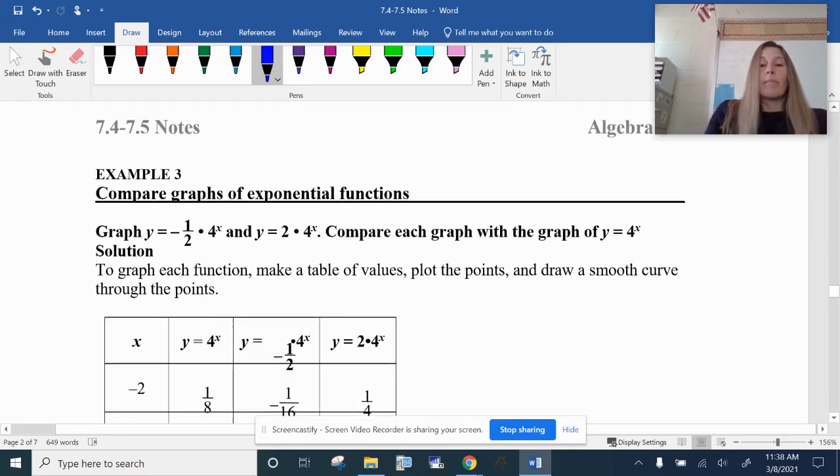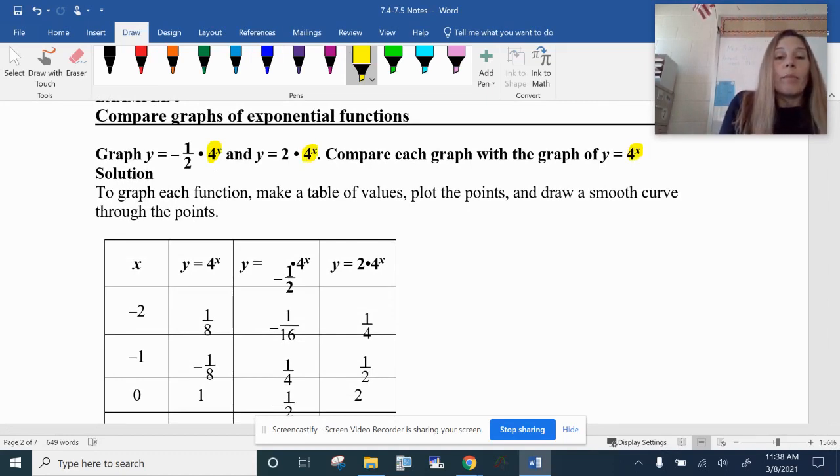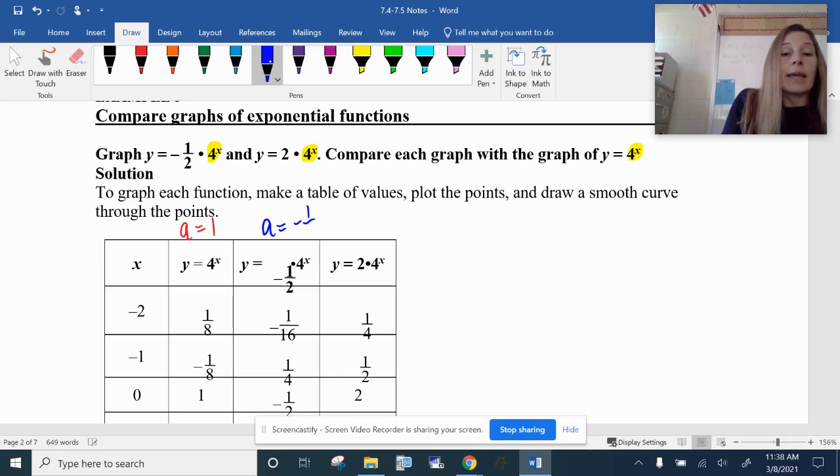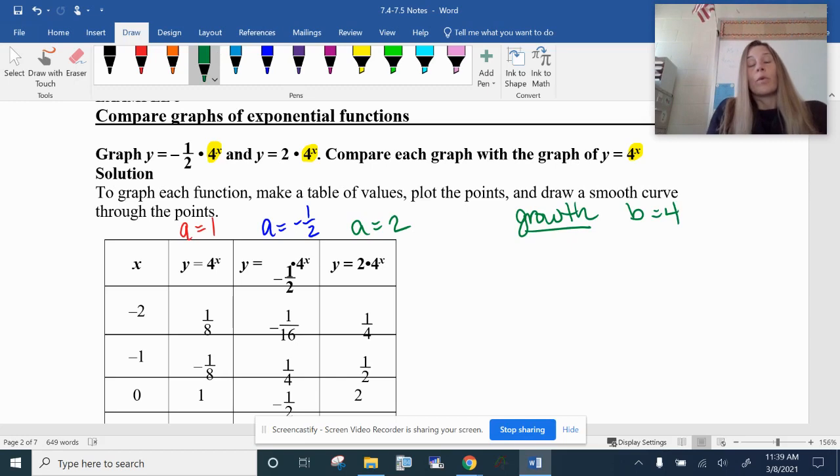Now here we're just looking at the comparison of a few different graphs. Notice in all 3 of these graphs, they have a b value of 4. But the a value is a little bit different, right? So in this first graph, the a value is 1. In the second graph, the a value is -1/2. In the third graph, the a value is 2. But all of them have a b value of 4. So we know that they're all growth here with a b value of 4. Well, we say they're all growth, but hang on to that thought for just a minute.